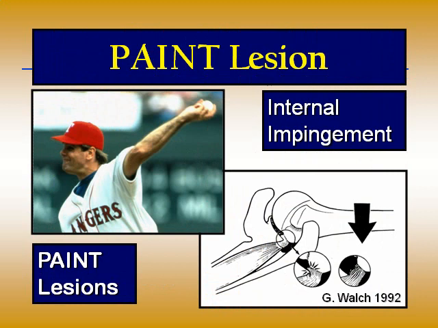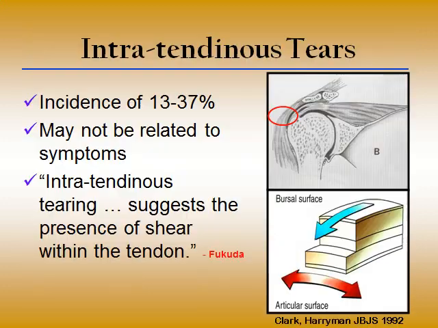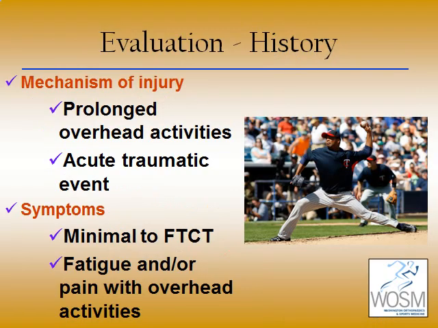These are consequent to the phenomenon of internal impingement described by Gilles, Walsh, and others. In this mechanism, there is extension of the tear from shearing forces and internal impingement into the infraspinatus. Intratendinous tears, on the other hand, have a variable incidence and may not be related to symptoms at all. Intratendinous tearing does suggest the presence of shear within the tendon.